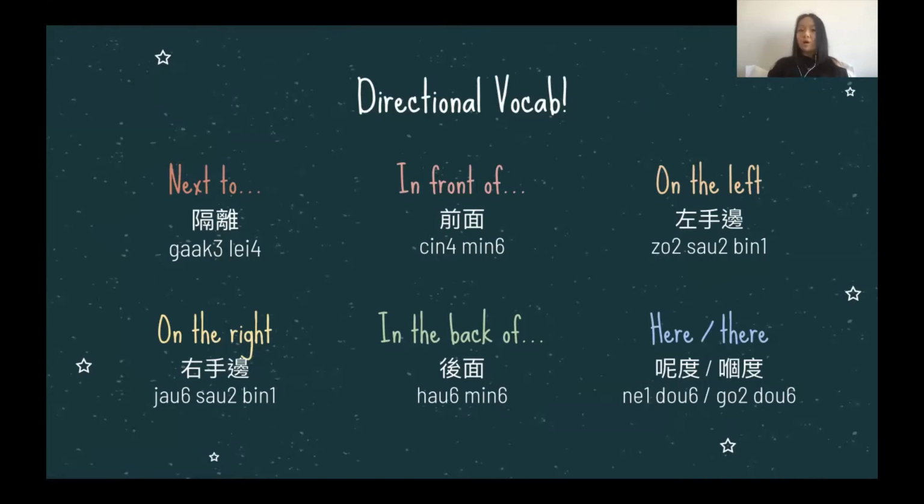So the first one, which is something that is next to it, we say gap lay, gap lay. So let's say you want to say this coffee cup is next to my face, we would say 個咖啡杯喺我塊面隔離. Funny enough, the word 隔離 actually also means quarantine. So if you hear people say, oh, 我要隔離, 去香港要隔離, that basically means they have to go under quarantine.